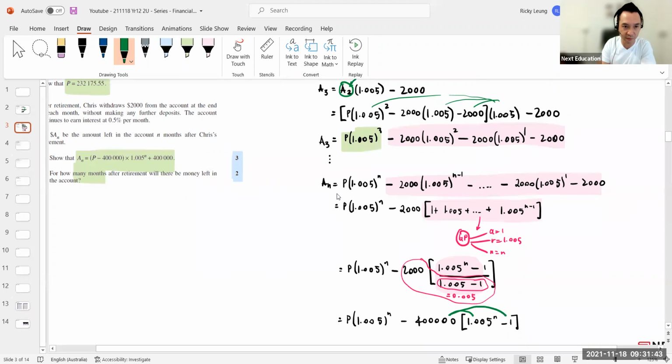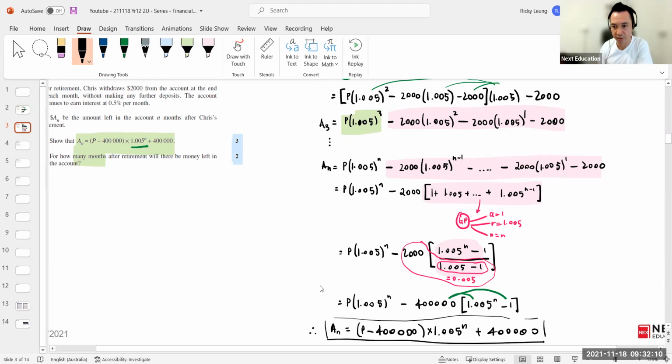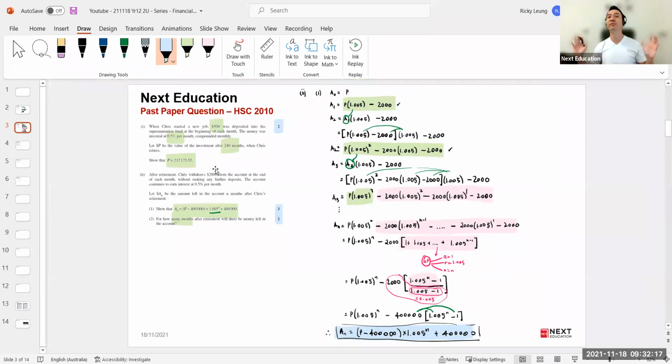In the question, they've just factorized it, right? They factorized the 1.005 to the power of N out. So let's just get to the final answer. Therefore, A_N equals P minus 400,000, factorizing the 1.005 to the power of N, and then that times that, plus 400k. I didn't really do much thinking there. I just went on auto mode because it is a very textbook question. The context is a bit different, but the maths is very predictable.